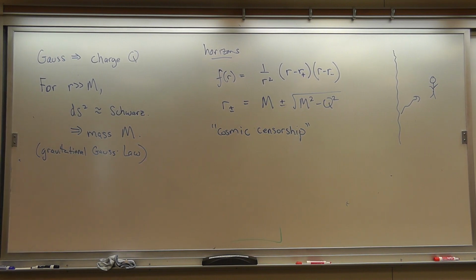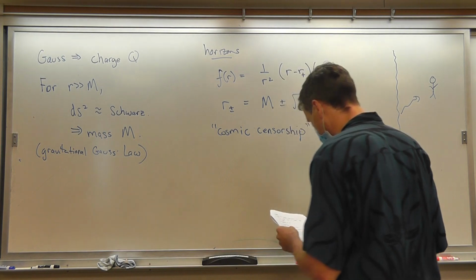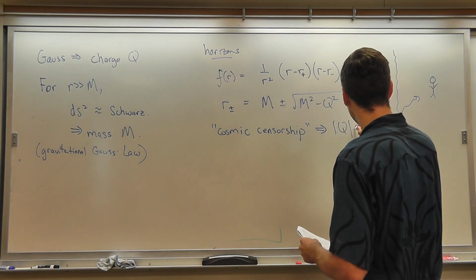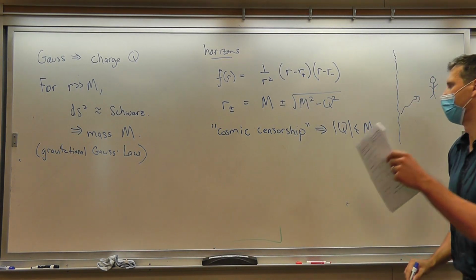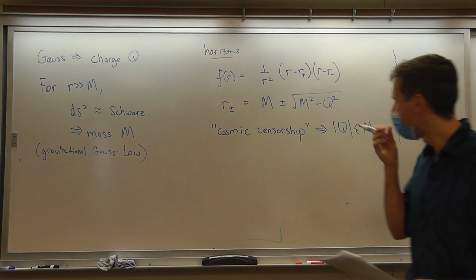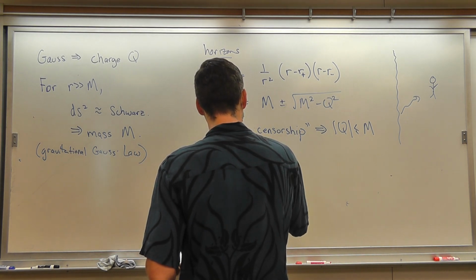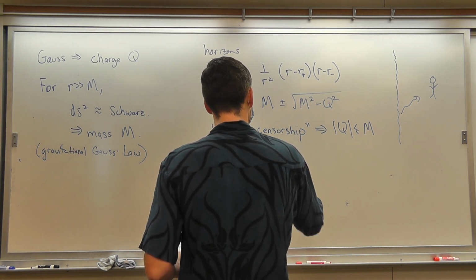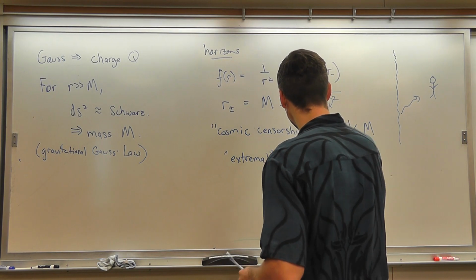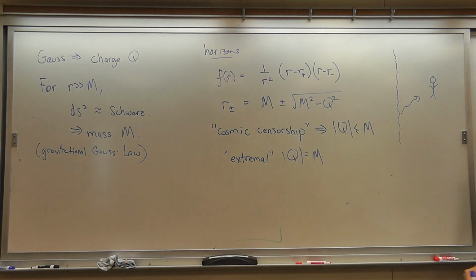Okay, anything else? So, cosmic censorship tells you that the magnitude of charge is bounded by the mass. A black hole is called extremal if it saturates the cosmic censorship conjecture. Q is equal to M.